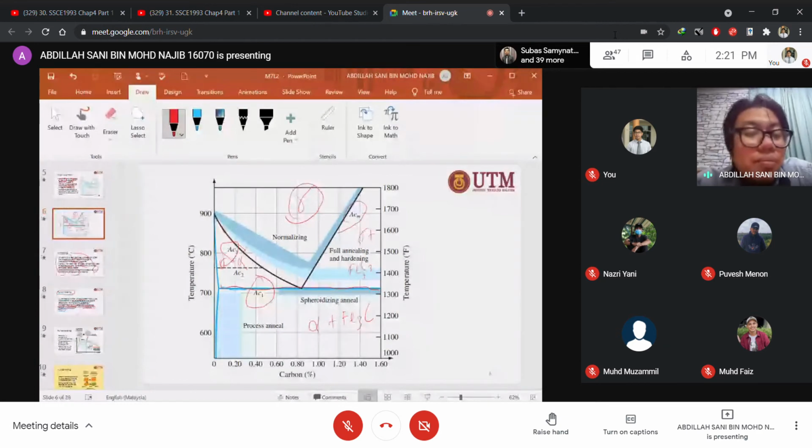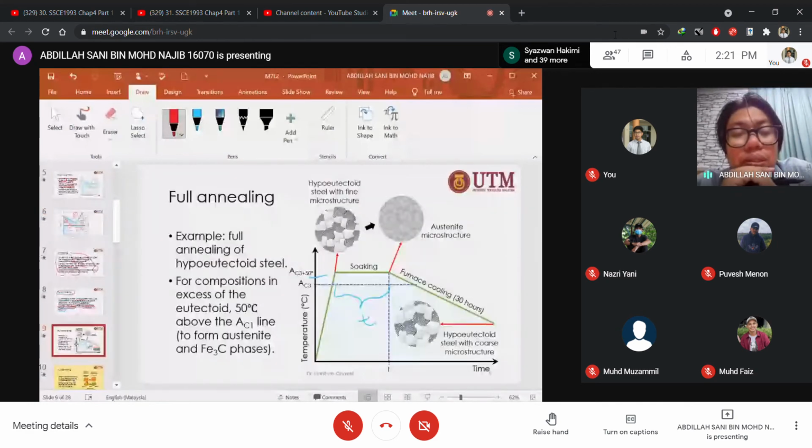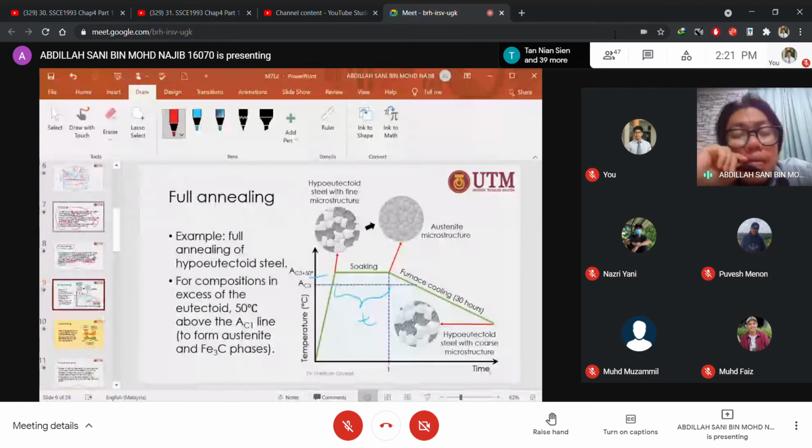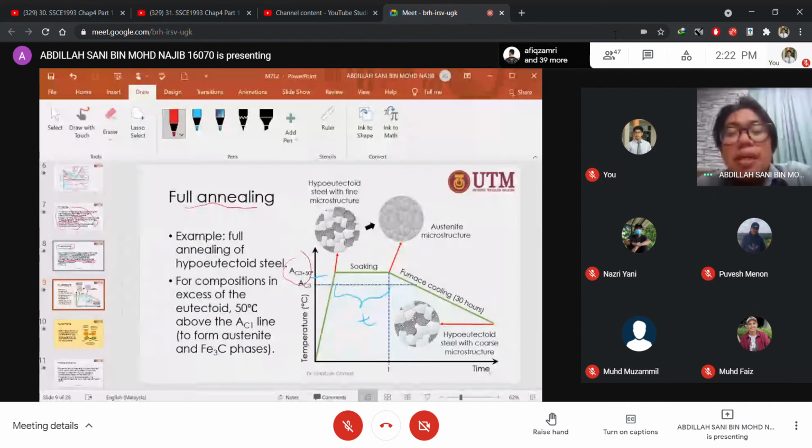So we do the full annealing by heating up the material above AC3. Above AC3 means it forms austenite. And then the key of full annealing is to leave it inside the furnace, so the cooling is very slow. When the cooling is very slow, it means there is more heat input. And with more heat input, we know there will be grain growth. So it becomes coarser. As a result, it will become more ductile.